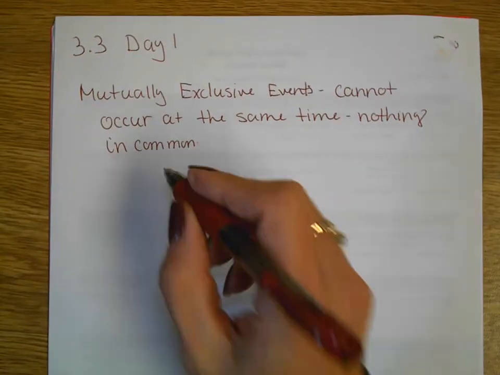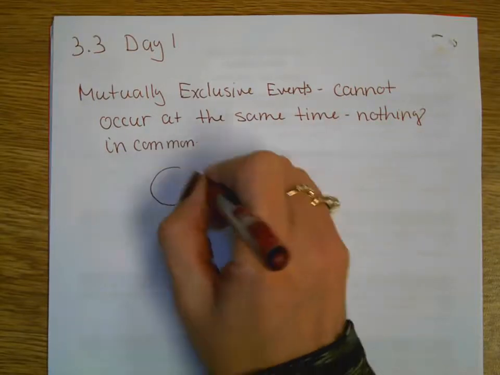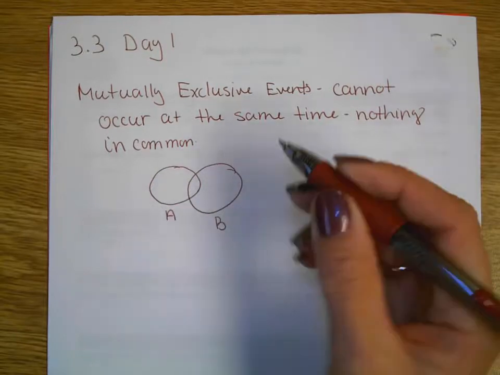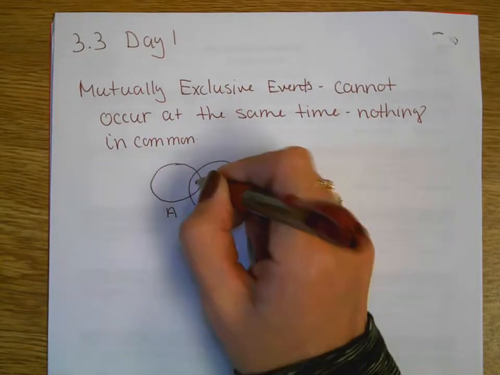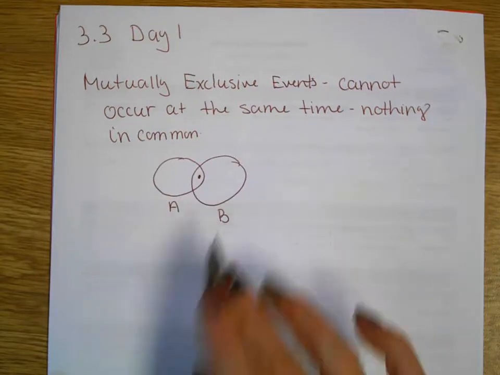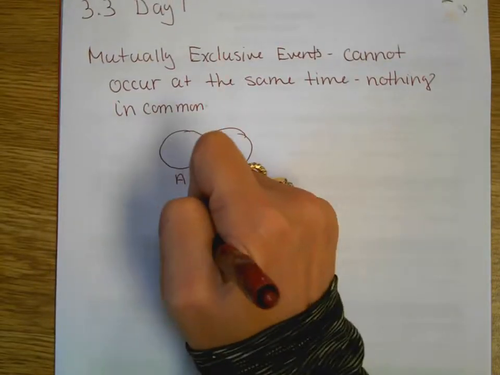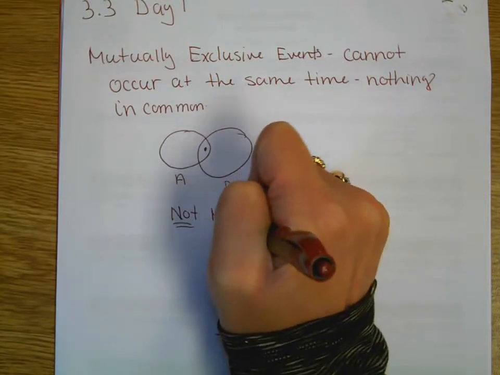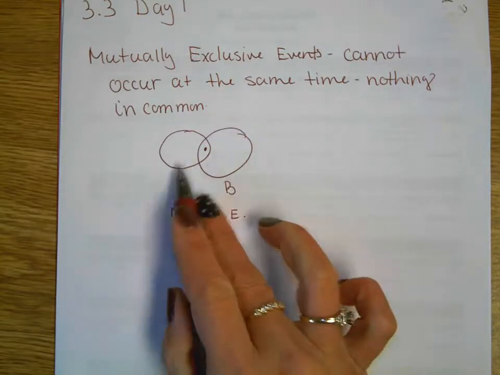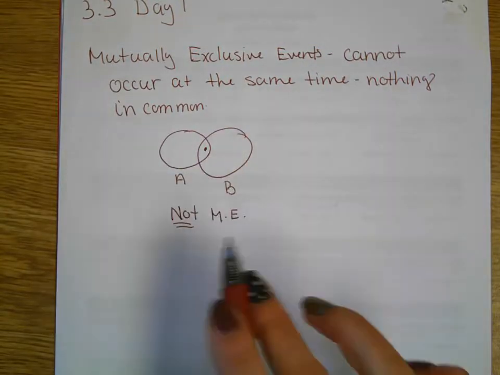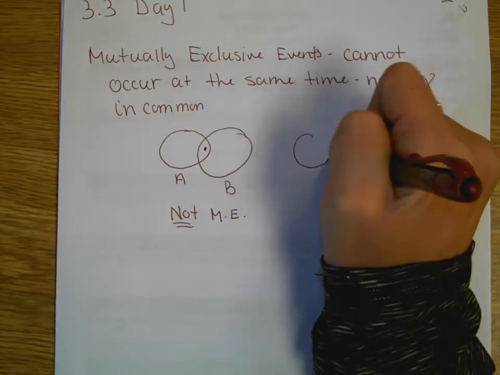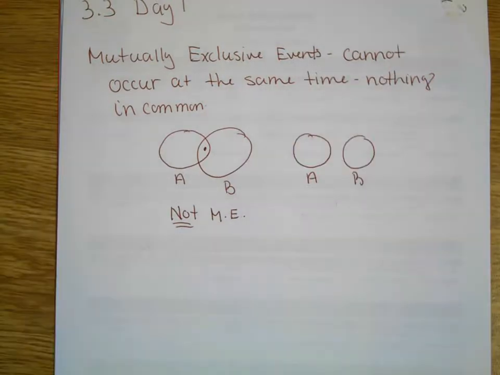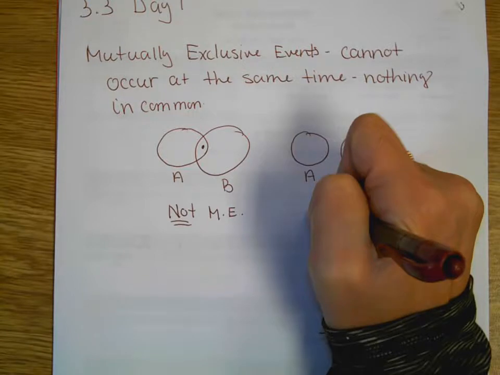So when I'm looking at two events, event A and event B, if I can be an outcome and be a part of both sets, then these two events are not mutually exclusive. So if one outcome can be in both events, then that's considered not mutually exclusive. If the two events have no overlap, that means no outcomes that can be in both at the same time, that is considered mutually exclusive.